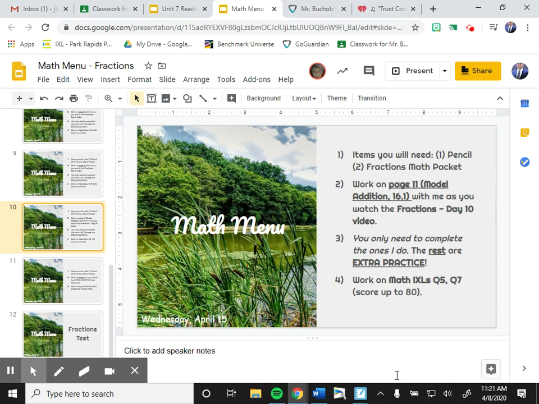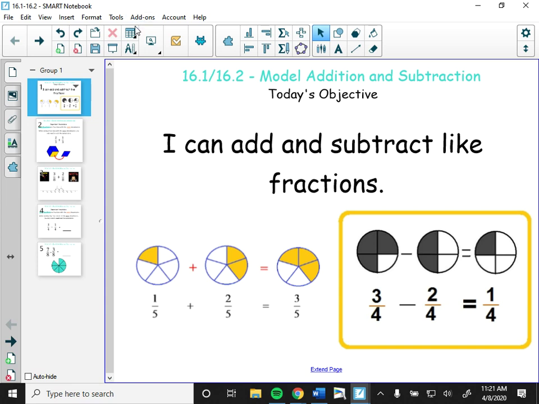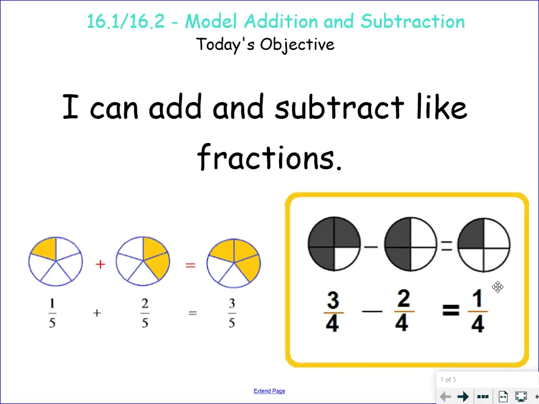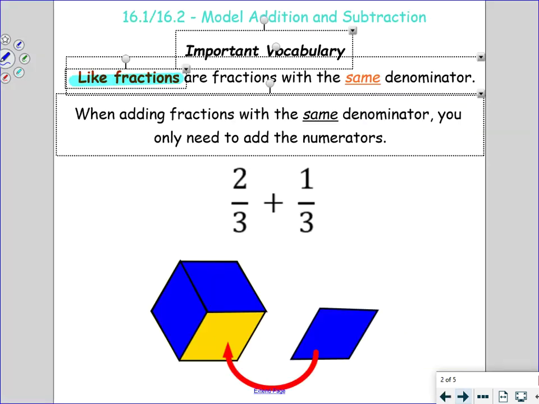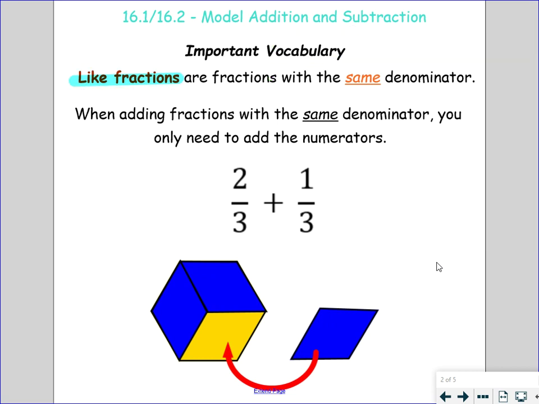So today we are working on adding and subtracting fractions. Today's objective is: I can add and subtract like fractions. Like fractions is going to be our key term for today. So I can add and subtract like fractions, and that's going to be our goal for today.